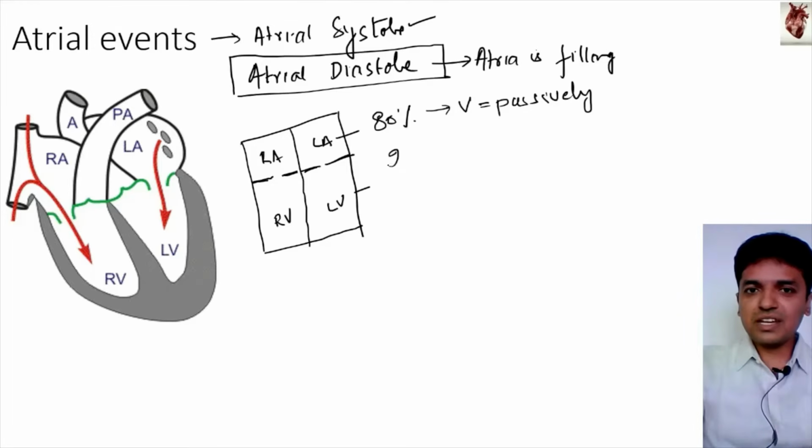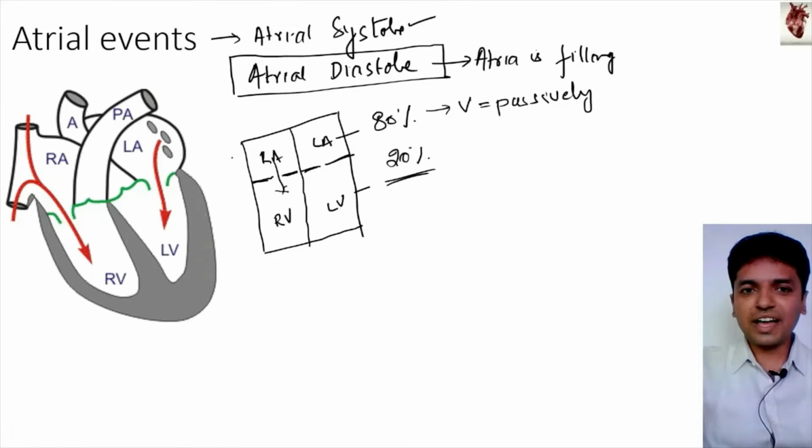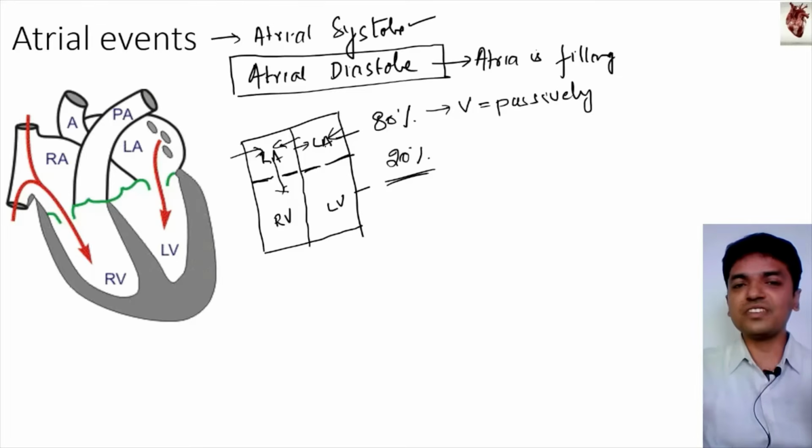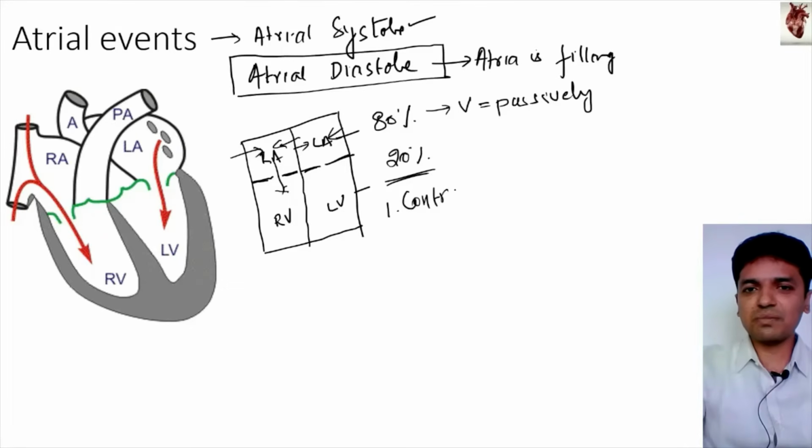Now, the remaining 20% of the blood, which is still there in the atria, for that blood to enter into the ventricle, I need the contraction of the atria on both the sides. This is the contribution of the atrial systole. So the first and foremost point that we are supposed to write in our exams regarding the atrial systole is that you can just explain what atrial systole is. Atrial systole is nothing but the contraction of the atria.